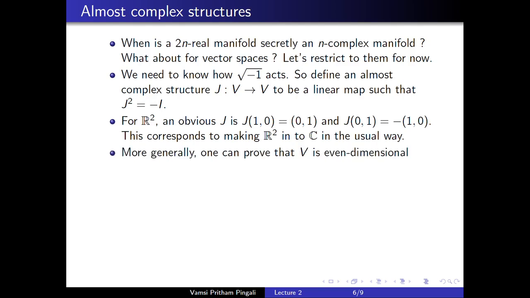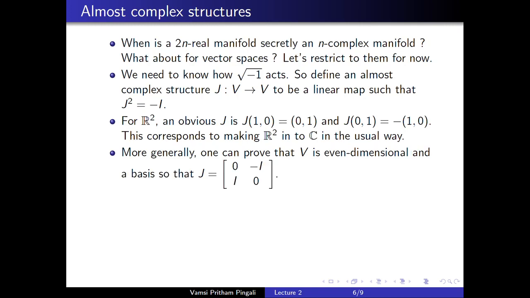More generally, suppose there is an almost complex structure on a vector space; one can prove it is even dimensional. How? Well, if J squared is minus identity, then the determinant of J squared is (-1)^n. The left hand side is a real number, a positive number, and so the right hand side must be positive, so the dimension is even.